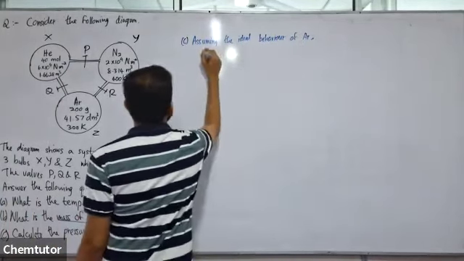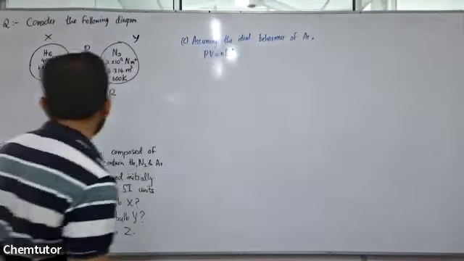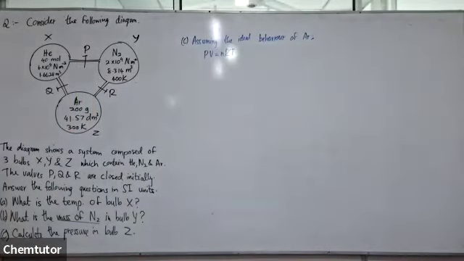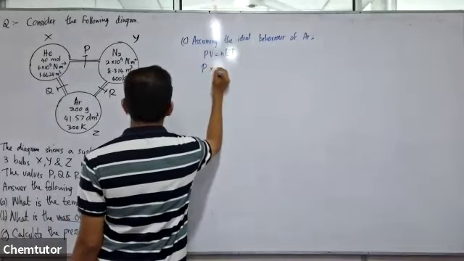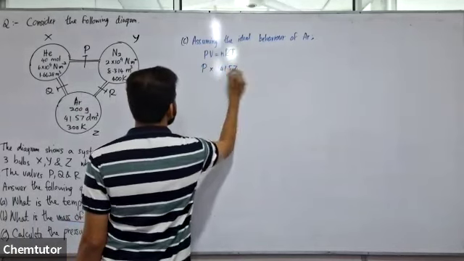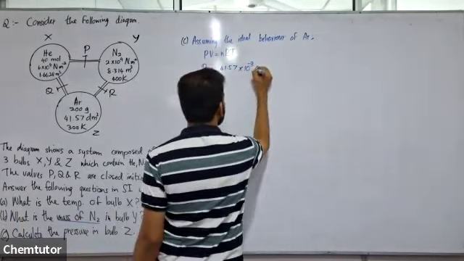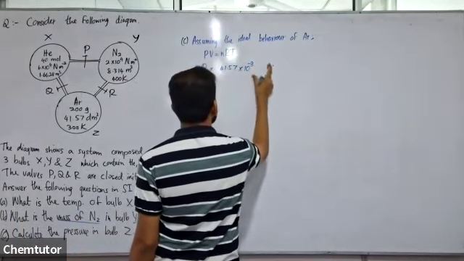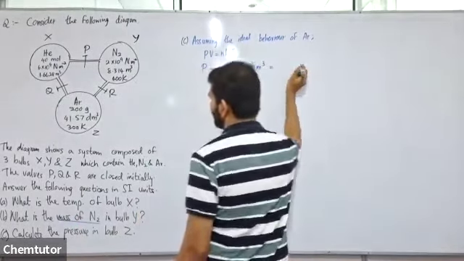We can apply PV equals nRT. Calculate the pressure in the bulb. Pressure we don't know, that's the thing that we need to find out. Volume is 41.57 cubic decimeters, therefore it is 41.57 into 10 to the power minus 3 cubic meters. Equals to number of moles.